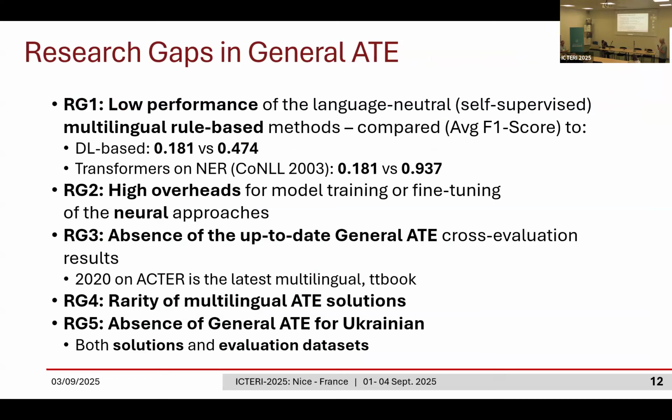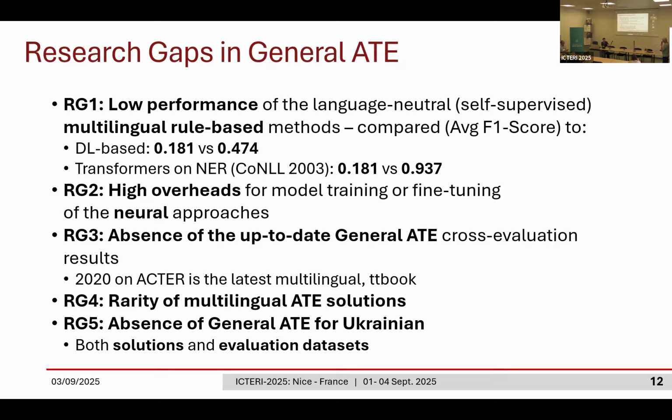So the research gaps in general, in automated term extraction. The first is the low performance of the language-neutral, self-supervised, so to say, multilingual rule-based method compared to deep learning-based and transformers or named entity recognition, though this is not a correct comparison, as you may understand. So the difference here is, as you see, quite huge. The next research gap is that we have high overheads for model training or fine-tuning of the neural approaches. So this is not a miracle that we observe in the differences in research gap 1. This is just because of the training overhead you have to have.